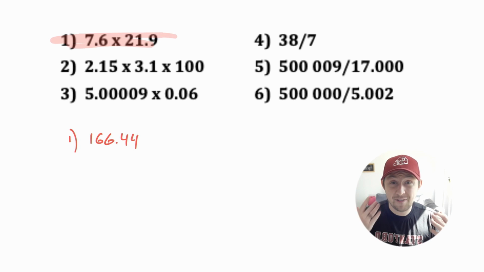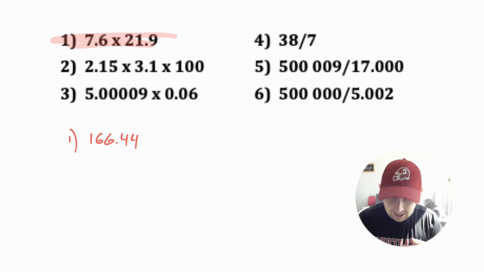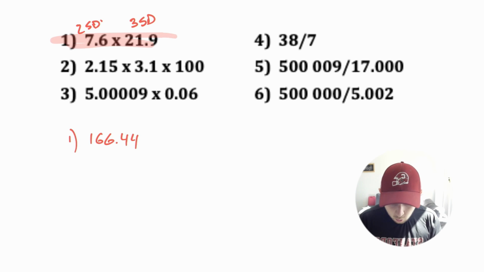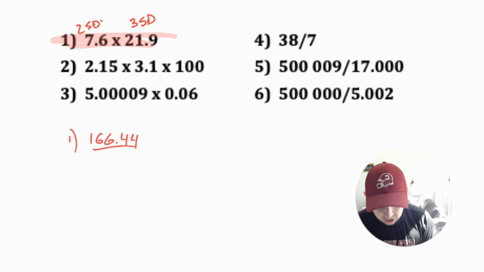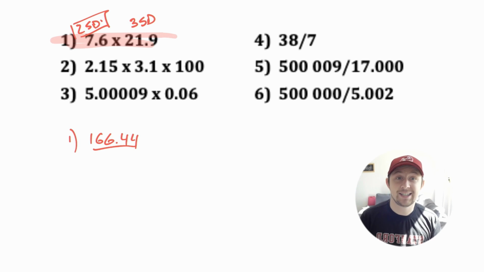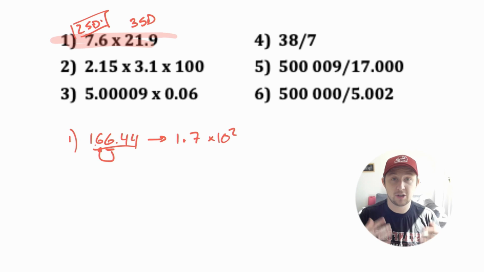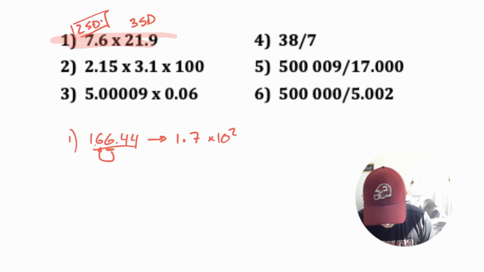Now what we have to do is count the number of significant digits that were present in our problem. So this guy here has 2 significant digits. This guy here has 3 significant digits. And so we need to express this answer to 2 significant digits. Well, we're going to have to do scientific notation. So it's going to be 1.7, because I rounded this guy up, 1.7 times 10 to the power of, we move this over 2 spots, 10 to the power of 2. There's my answer.